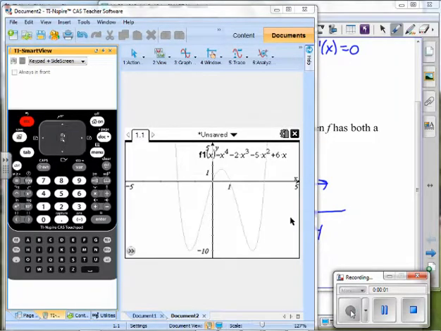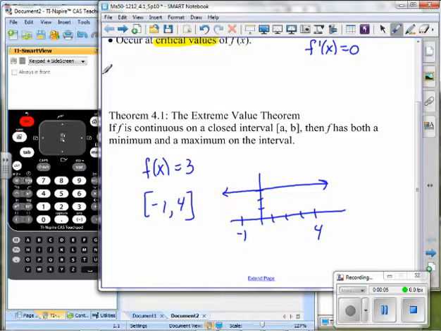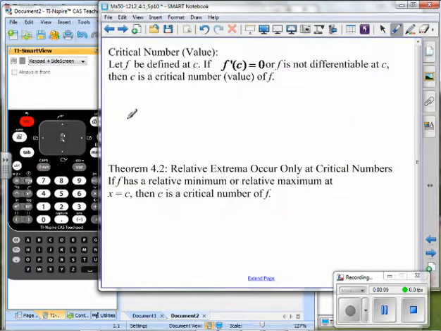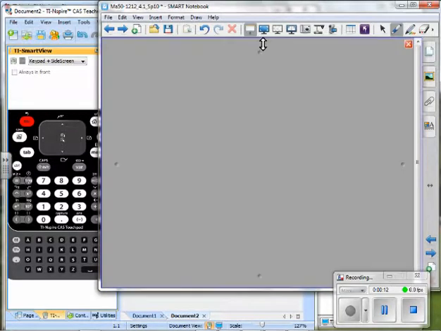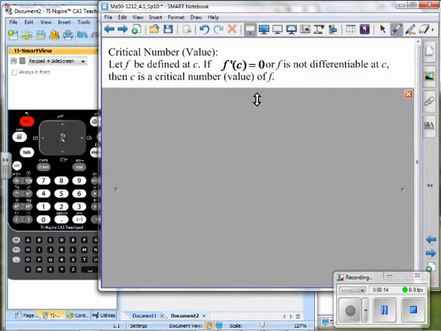Continue on here. Let's look at this. We have an extreme value. Okay, let's go on. Critical number value. Let the function be defined at C. Okay, what does C represent? Input or output?